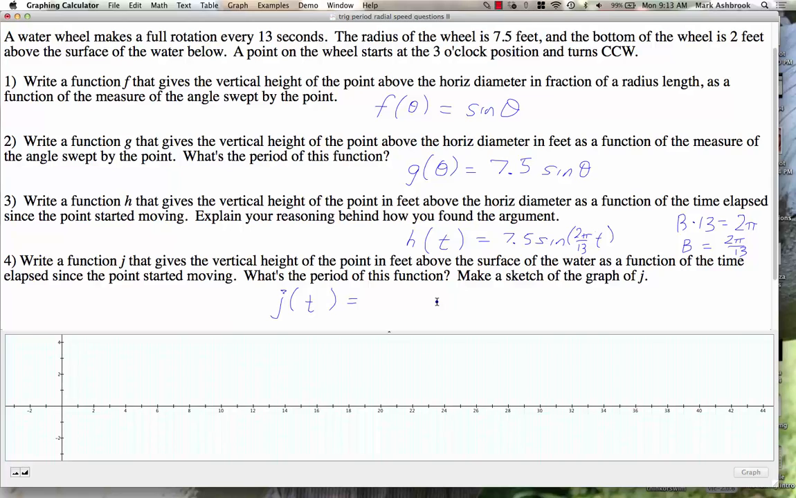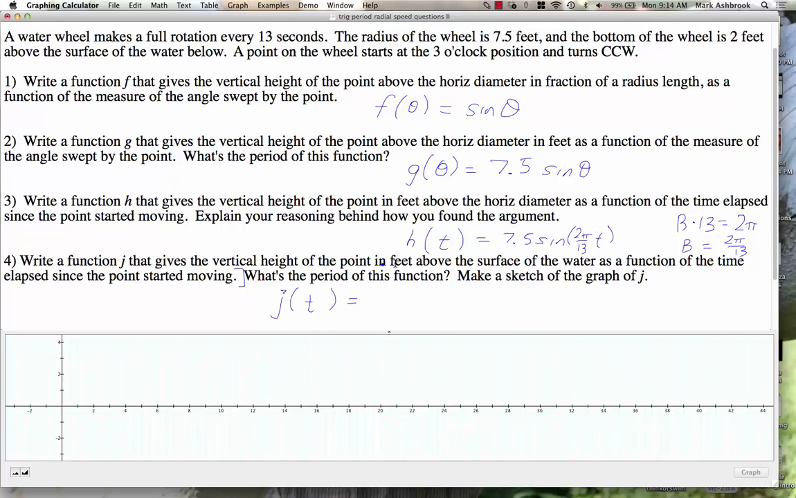It's asking for what? Well, no, actually, the function j versus the function h. So that's a second question, right? But up to here, it's defining a function j. How is that function j different than h? Eric? Function h is only dealing with vertical height above horizontal diameter. Function j is dealing with the vertical height above the surface of the water.